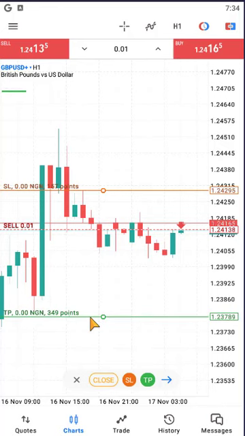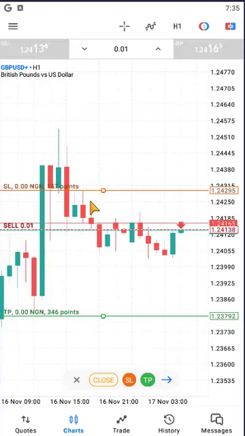So somewhere around 45, right? My take profit is 3 times bigger than my stop loss. That's a good business, right? It means I'm risking something small to make something big.